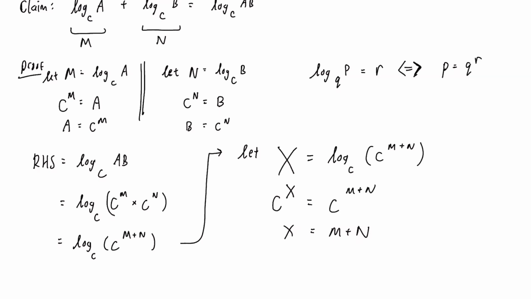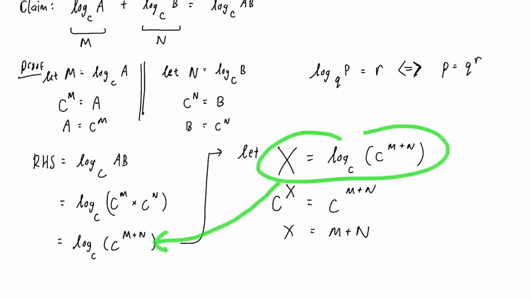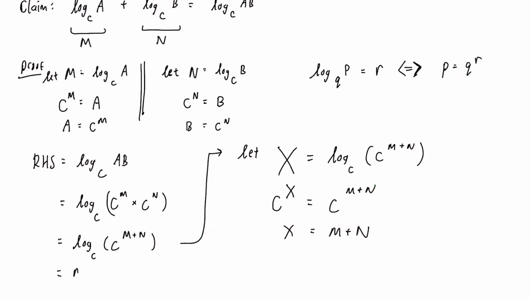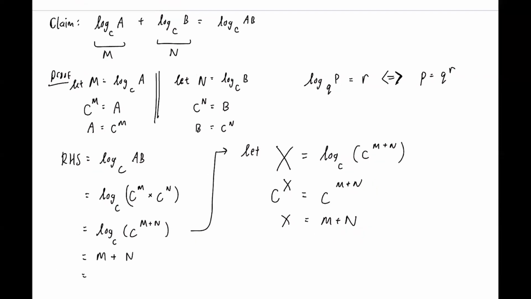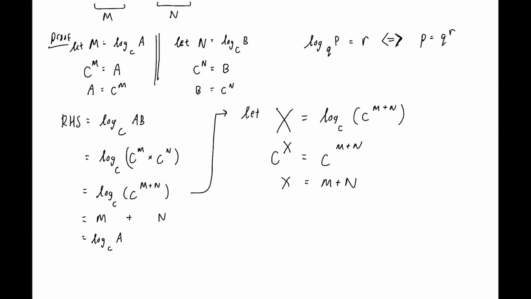So now you compare the power: X equals M plus N, but X was this expression, and X is also M plus N, so we can replace it with M plus N. But what was M? M is log base C of A. And of course, N was log of B base C. So there we go.